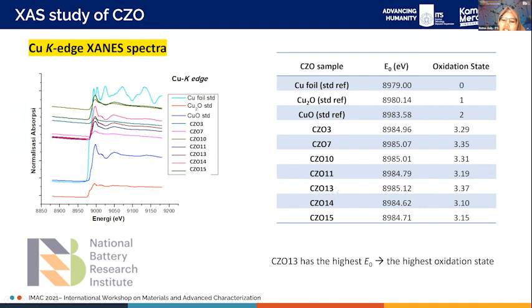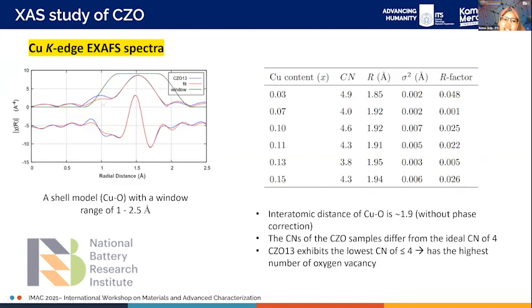It means that 30% of copper is doped on zinc oxide. And from the EXAFS spectra here, we find that the interatomic distance between copper and oxygen is 1.9 angstrom. This is without phase correction. And the coordination number also differs from the ideal coordination number of 4.